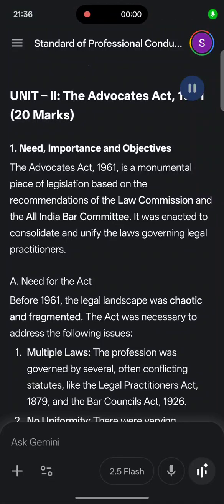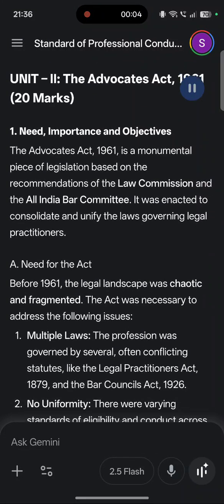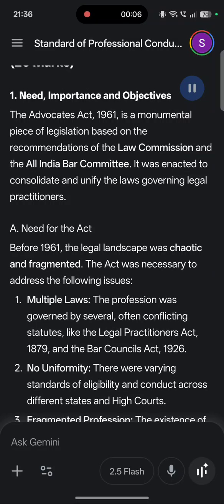Unit 2, The Advocates Act 1961, 20 marks. 1. Need, importance and objectives. The Advocates Act 1961 is a monumental piece of legislation based on the recommendations of the Law Commission and the All India Bar Committee. It was enacted to consolidate and unify the laws governing legal practitioners.